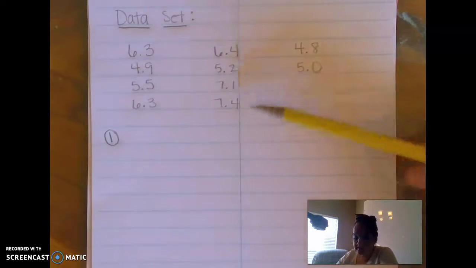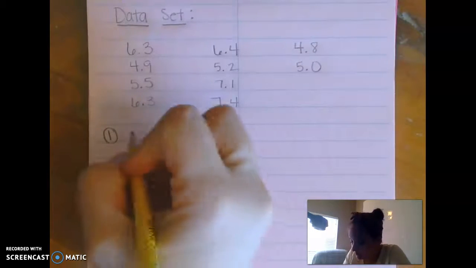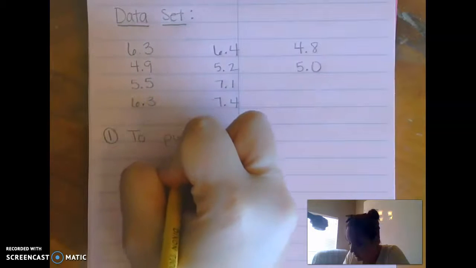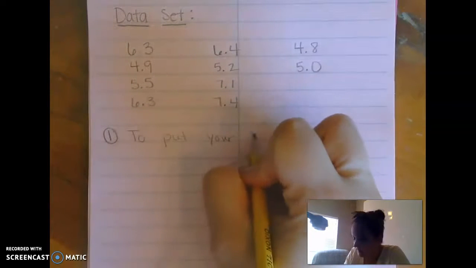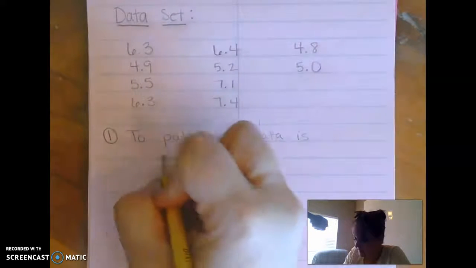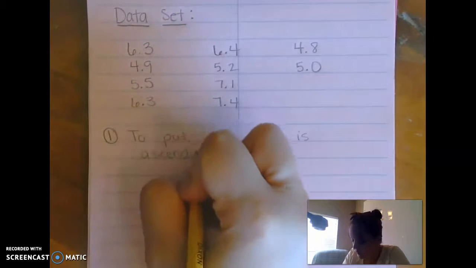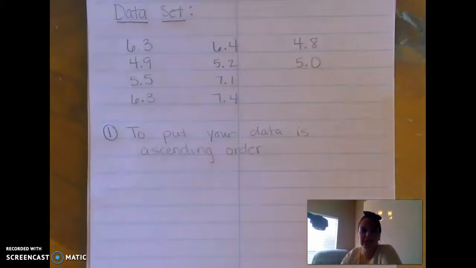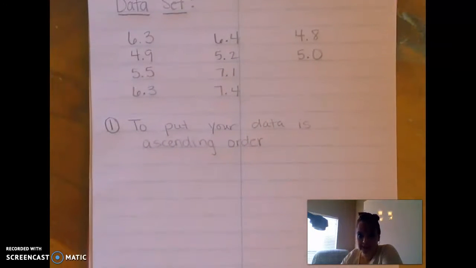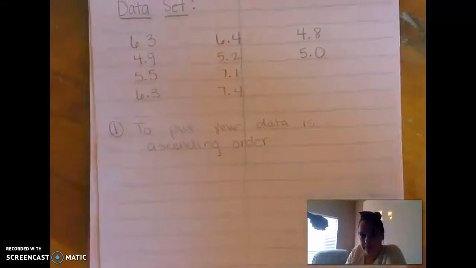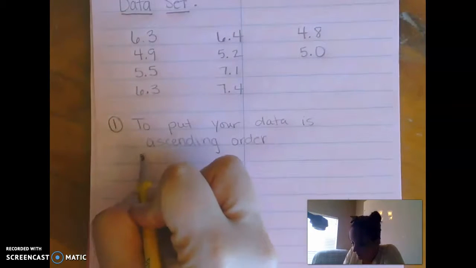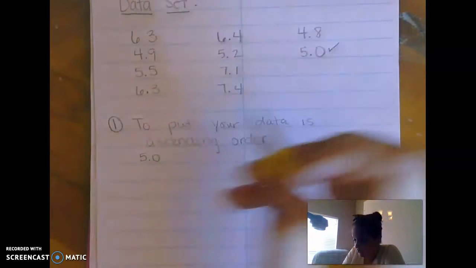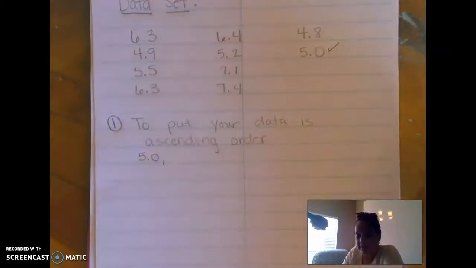These are not in order right now, so your step number 1 is to put your data in ascending order. And remember, just like when you're on an airplane and your pilot says you're ready for ascent, that means you're going from least to greatest. So we're going to take our least number and put it first. So we have 5, check. And remember, I have 10, so at the end I'm going to count it again to make sure I have all 10 in my data set.